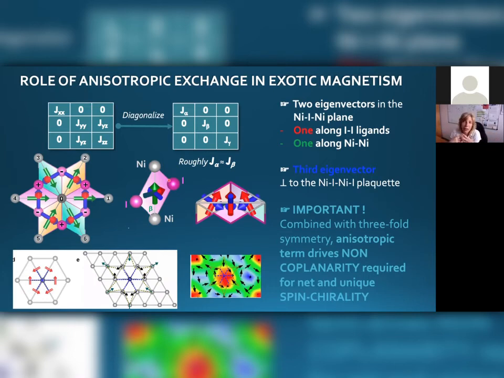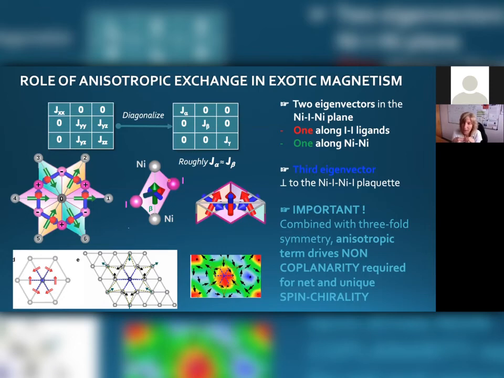So it will again be a source of frustration, because the nickel on one plaquette will have a different orientation if it's sitting on the plaquette of right and the plaquette of left. So in general, there will be a strong frustration in the system.